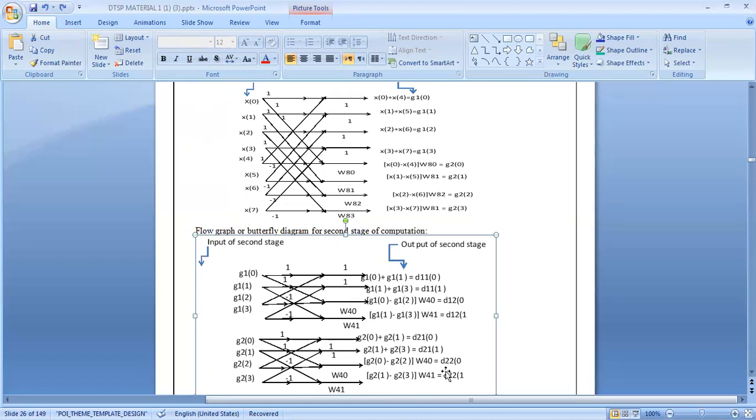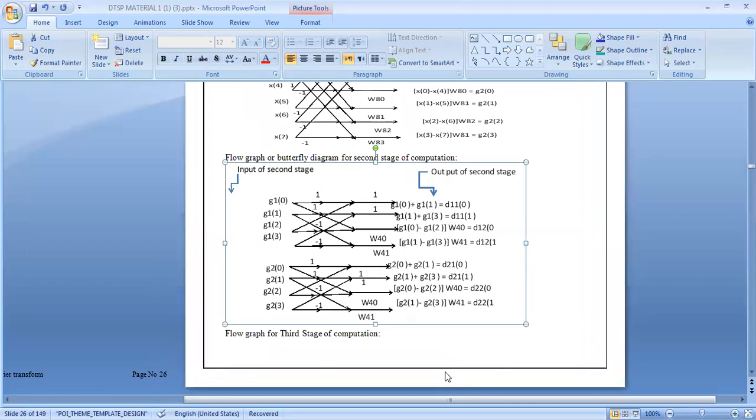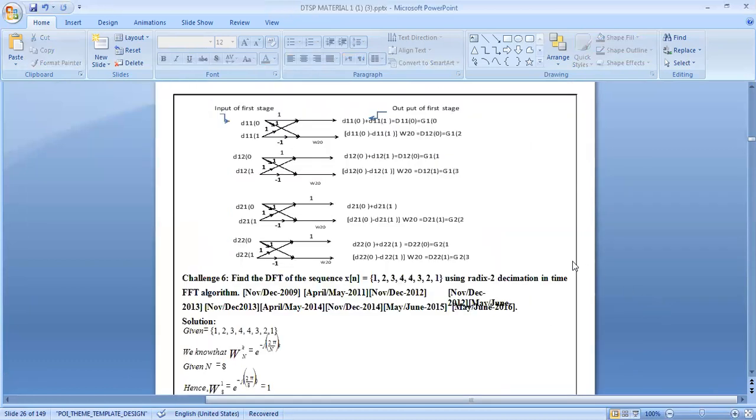Now all these values will be combined in the third stage. What will we be doing there? This is the 2-point stage computation. D11 of 0 and D11 of 1 will be combined. In the first case we make an addition, and the summation is given as G1 of 0. The next one is a subtraction, which is multiplied with the phase factor, and the final output is G1 of 2.